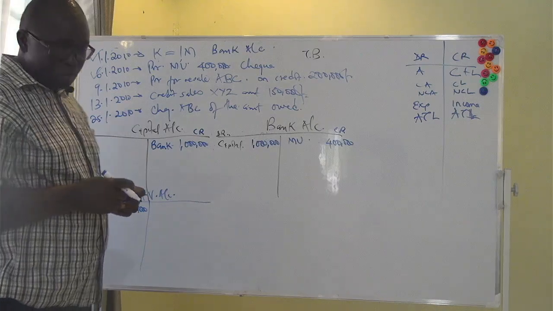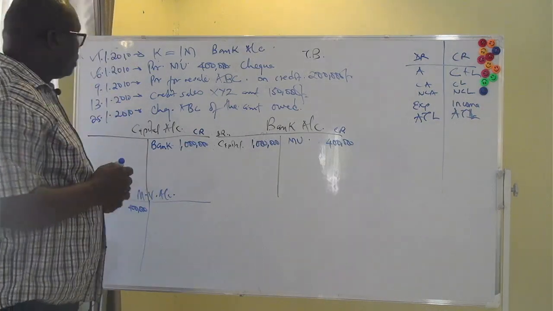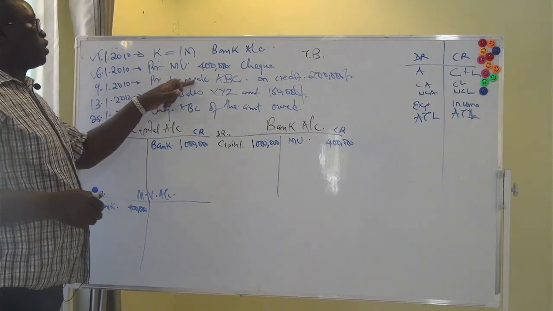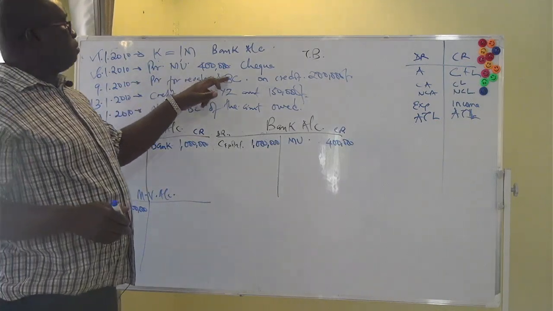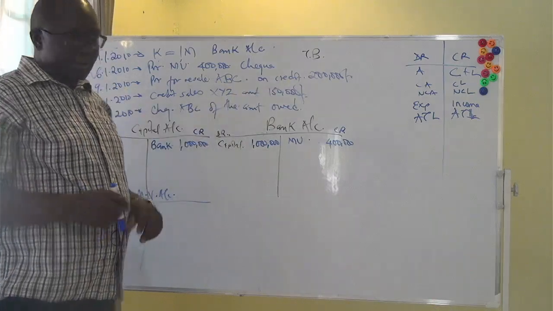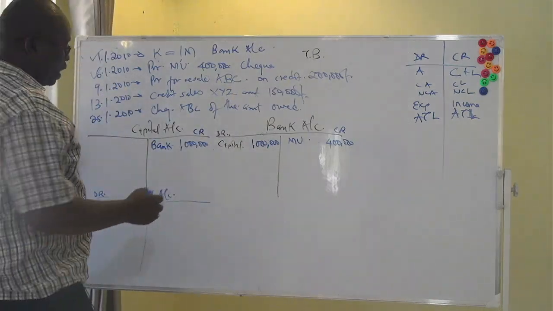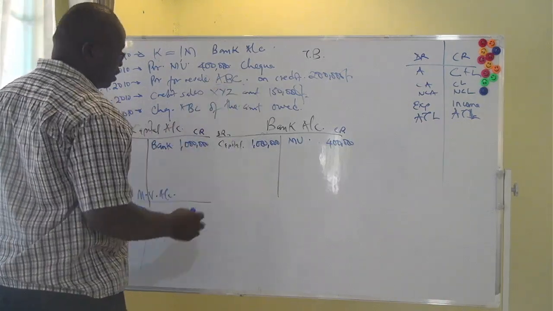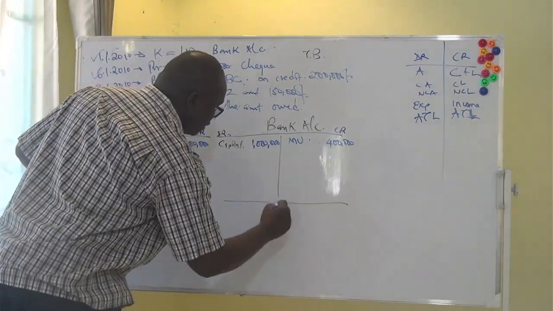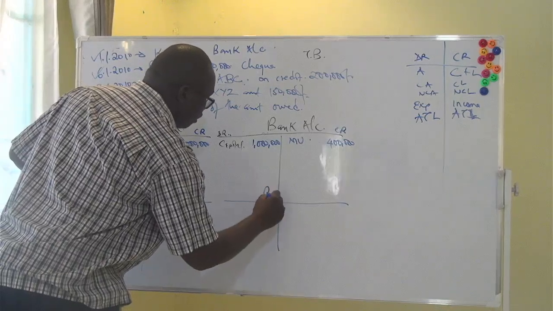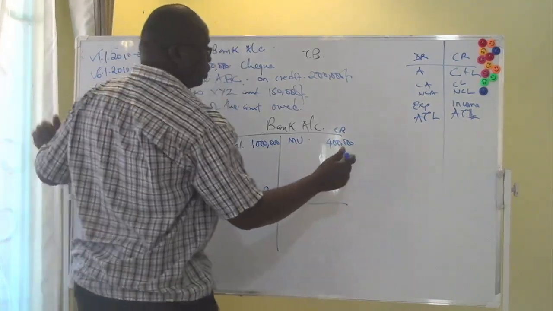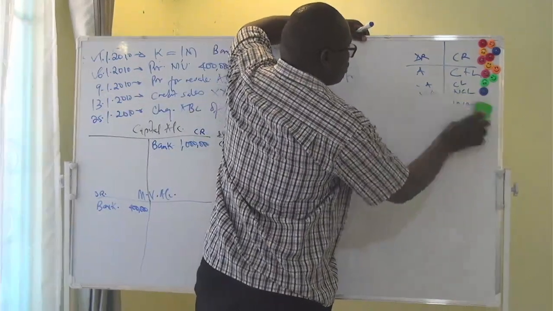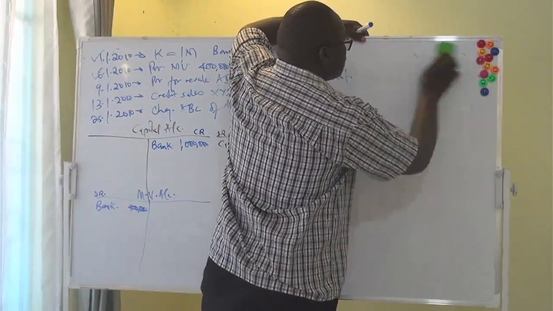So we move into our subsequent transaction, which was done on the 9th, where he purchased goods for resale from ABC on credit worth 200,000 shillings. So that means we are having two accounts again: the purchases account and the ABC account. We have our purchases account there. And then let me just remove our rule book, but ensure that you sustain it.